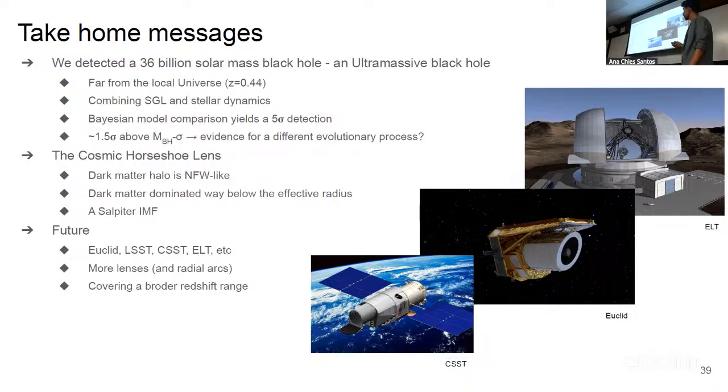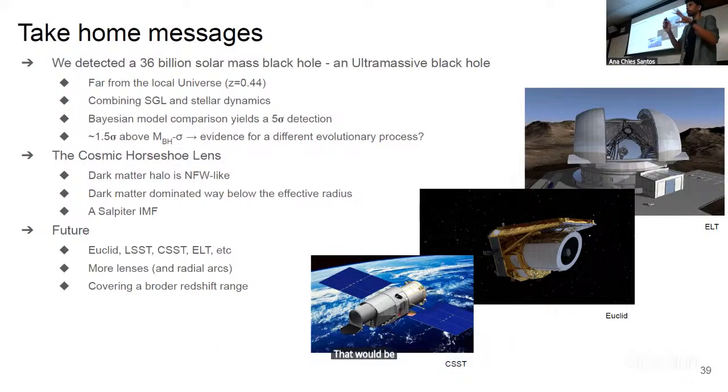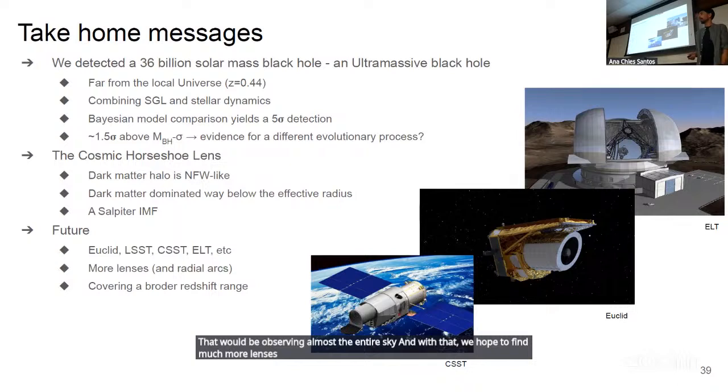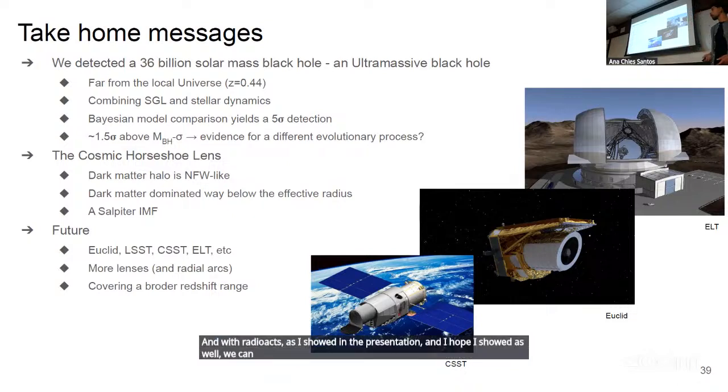One thing that it's nice to say is that there are a lot of future surveys like Euclid, the LSST, CSST, and many others that will be observing almost the entire sky. And with that, we hope to find many more lenses. And some of these lenses will be radial arcs. And with the radial arcs, as I showed in the presentation, we can constrain the black hole mass in a broader redshift range and with high confidence.